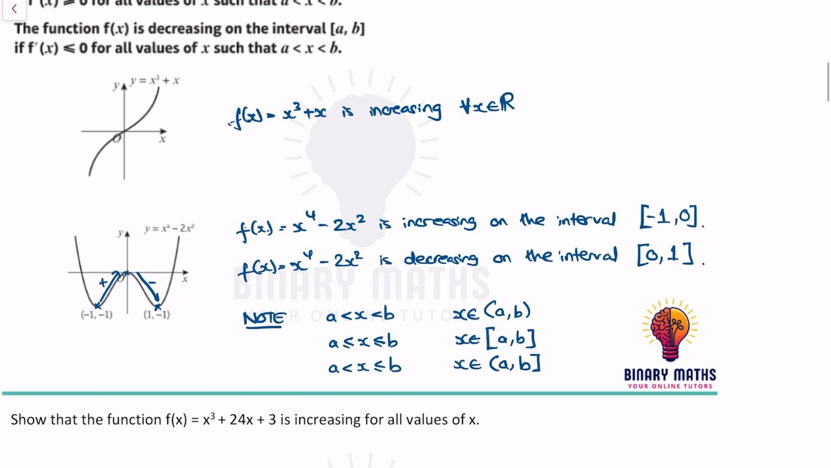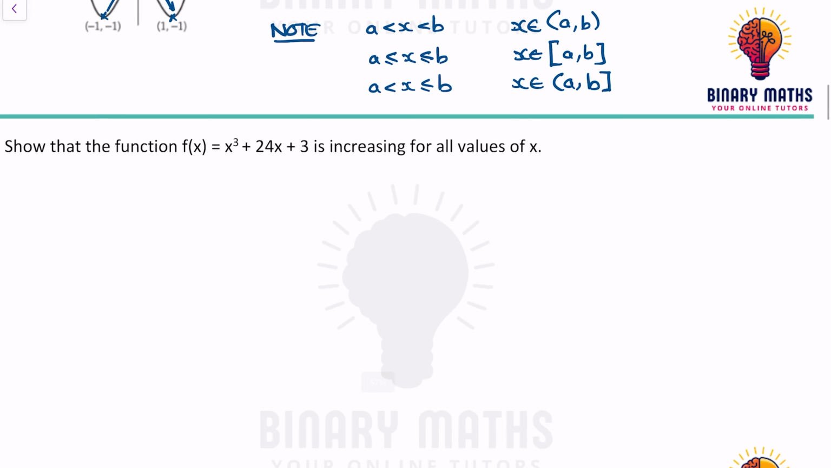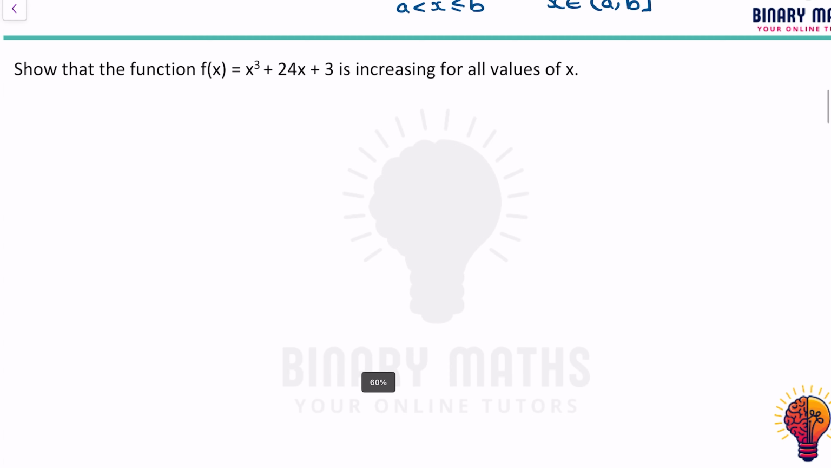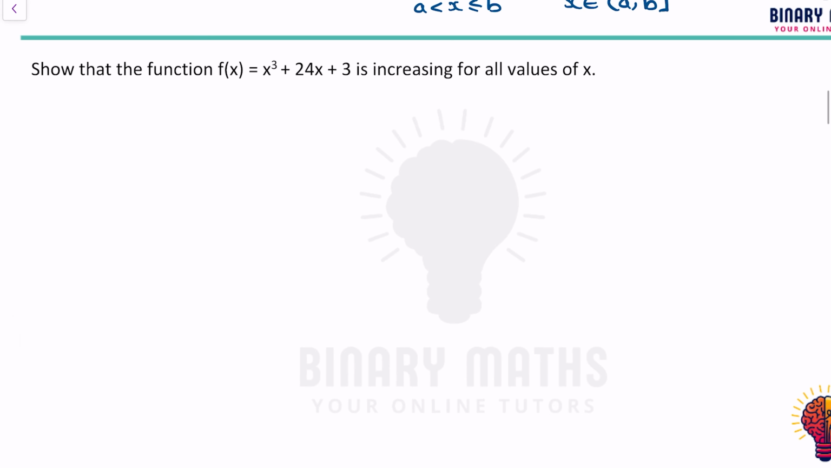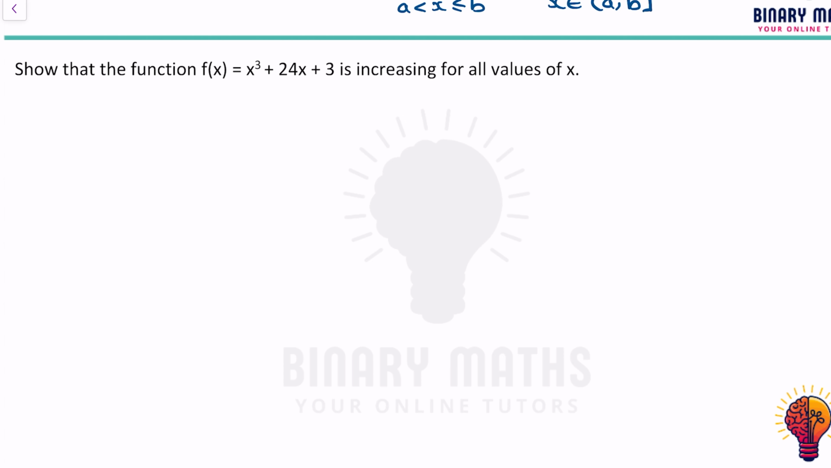Let's go through some examples now, so apply the theory that we've just learnt. Show that the function f of x equals x cubed plus 24x plus 3 is increasing for all values of x. If it's increasing, that implies f dash of x is greater than or equal to 0 for all x is an element of real. So that's what we need to prove.